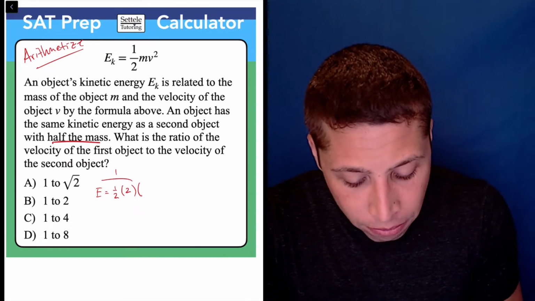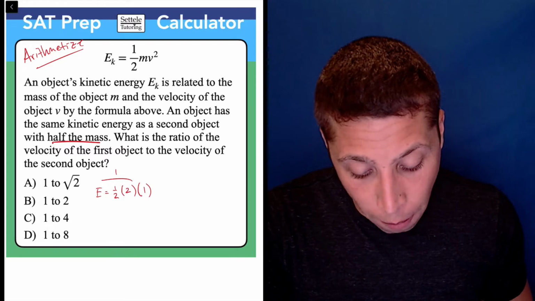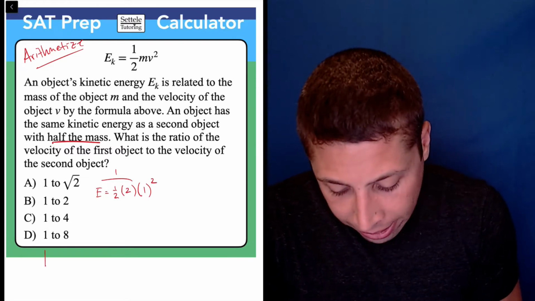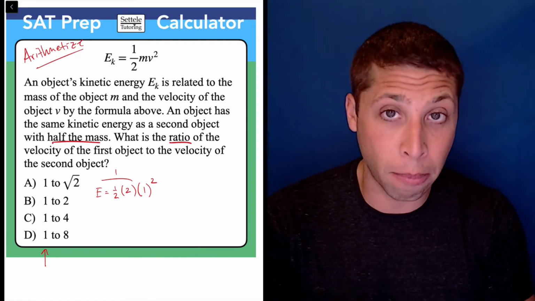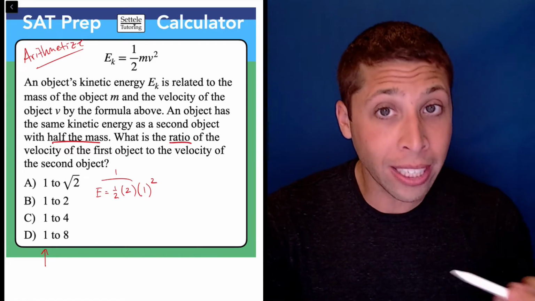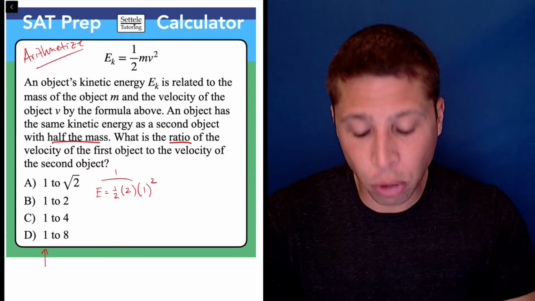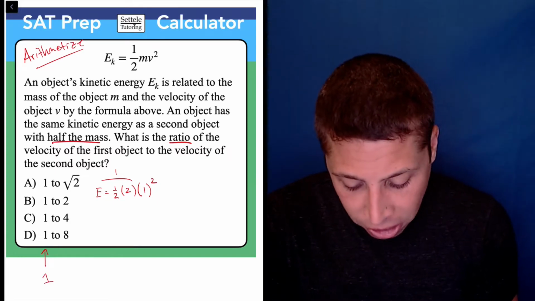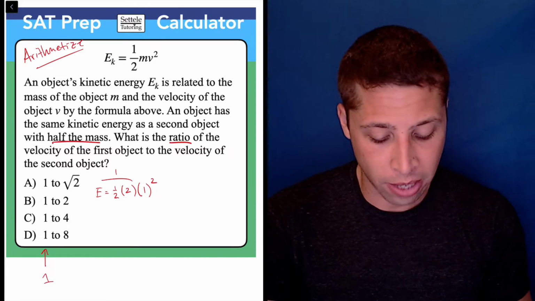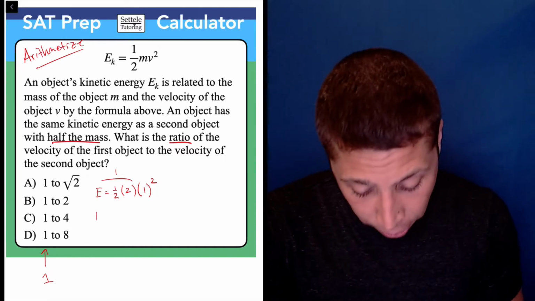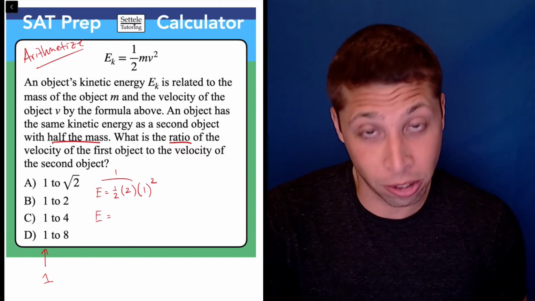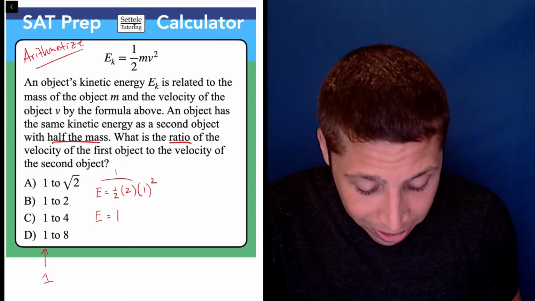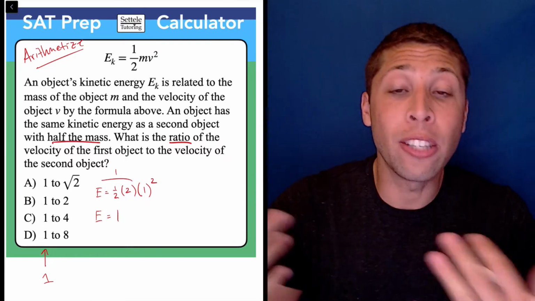Now I'm going to make the velocity equal to 1, and the reason for that is all of these answer choices are looking to compare the ratio of the first object to the second. So if I'm looking at the velocity of these two things, then I might as well make the velocity 1 so that it matches up with the 1 in all the answer choices. And that lets me solve for the energy. So in this case, energy will be 1/2 of 2, which is 1, times 1 squared, which is just 1. So the energy of this object is 1.